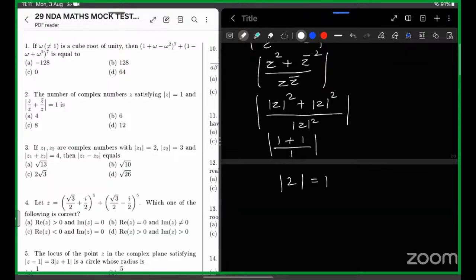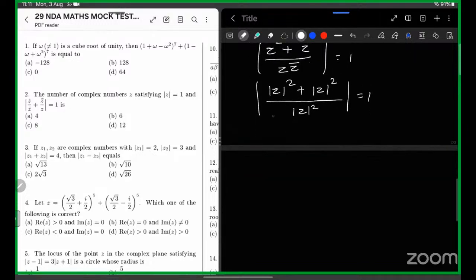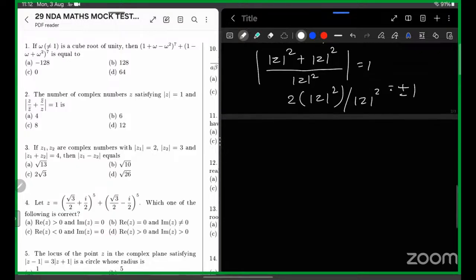Number of complex numbers z satisfying mod z equal to 1 and this. So we cannot put the value of mod z equal to 1 directly, or what? Just try to solve this equation. First, see what we are getting. In the numerator, we are going to get 2 times mod z whole square, all divided by mod z square, equal to 1. Okay, that mod, if we take it to the right-hand side, it becomes plus minus 1. So mod z square will get cancelled out.